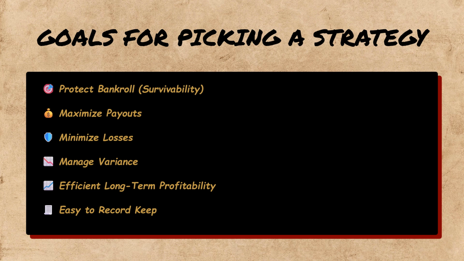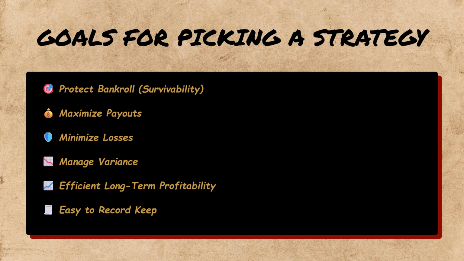Moving on to number 4 is going to be managing variance. This isn't about emotion, this is math. So a good bet size and strategy smooths out the swings so your bankroll doesn't look like a roller coaster. You want stability over time so you can stay in the game, avoid panic, and make decisions based on logic and not desperation.